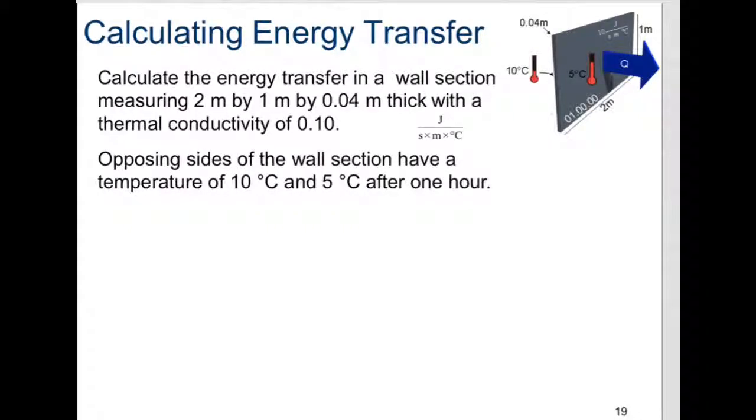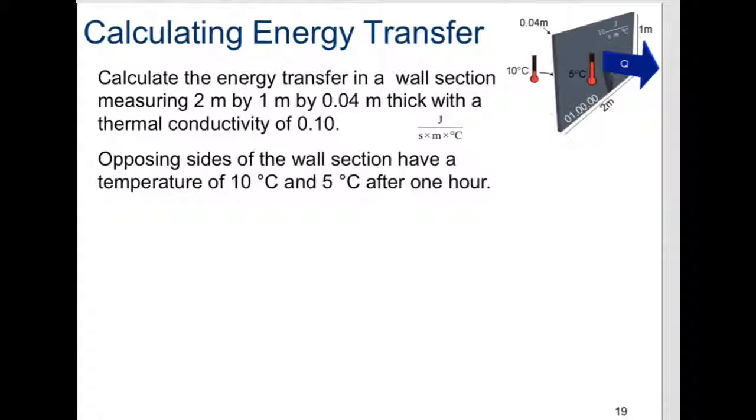Okay, let's take a look at this. Calculating energy transfer. Calculate the energy transfer in a wall section measuring 2 meters by 1 meter by 0.04 meters thick. So, what do we have? We have 2 meters by 1 meter and then 0.04 meters thick with a thermal conductivity of 0.1 joules.